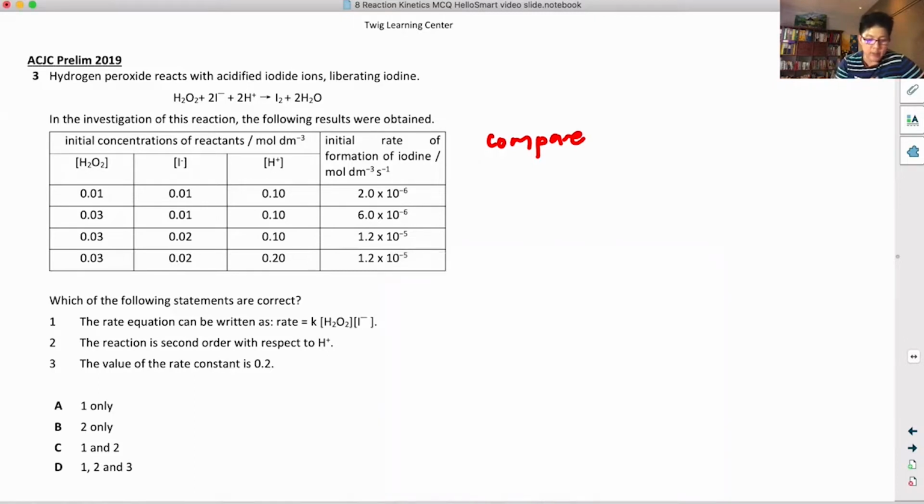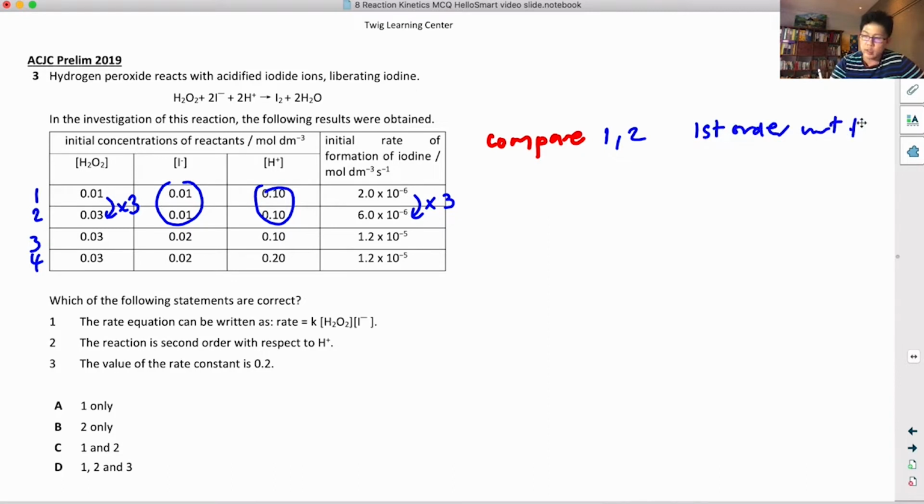Let's compare, say, experiment 1 and 2. I'm going to label 1, 2, 3, 4. Compare experiment 1 and 2. Alright, so keeping this the same and the same, this one triples. You can see that the rate actually triples. So comparing experiment 1 and 2, it is first order with respect to H2O2. Remember it again. First order with respect to H2O2.